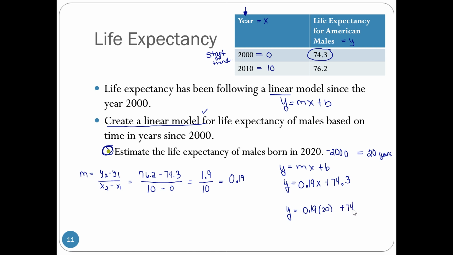And 74.3. And then that is math that my calculator handles very well for me. So put that into my calculator. And I would say that the life expectancy for a male born in 2020 would be 78.1 years. So age 78.1.